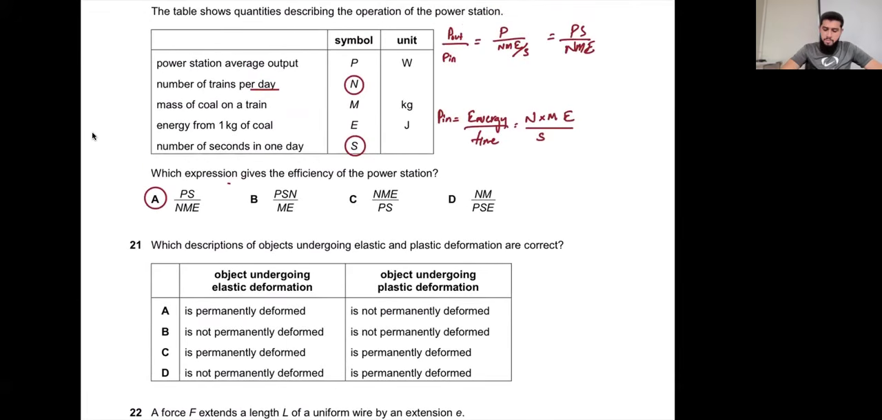Which descriptions of objects undergoing elastic and plastic deformation are correct? Objects undergoing elastic deformation are not permanently deformed. Objects undergoing plastic deformation are permanently deformed. The answer is D.